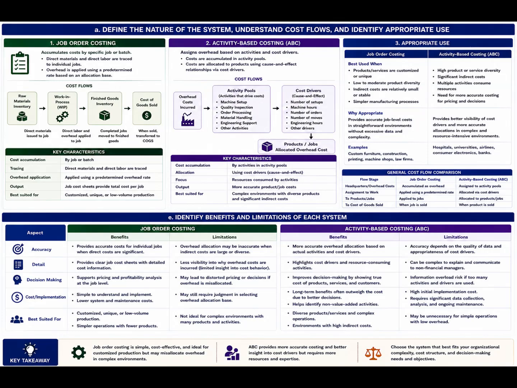ABC improves allocation accuracy and highlights cost drivers. It enhances decision-making in complex environments but requires significant data collection, analysis, and implementation effort. Selection depends on organizational complexity and objectives. Simpler systems may suffice in homogeneous environments, while ABC is more appropriate for diverse operations with high indirect costs.